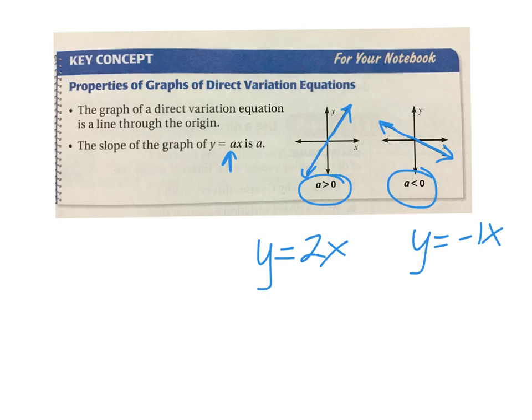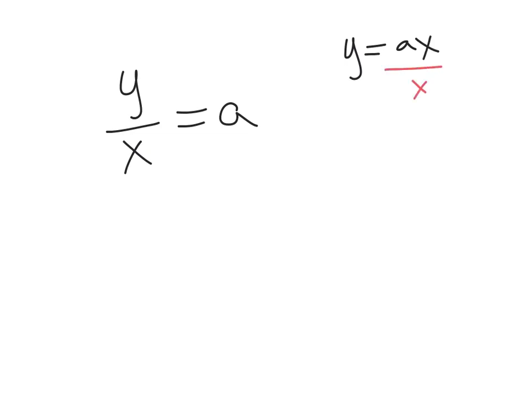Okay, we're going to skip example 4 and go to example 5. A direct variation equation can be rewritten as y over x equals a. Okay, all they did, see the original direct variation equation? All they did is divide by x. So you get y over x equals a. That's so you can solve for a. Okay?